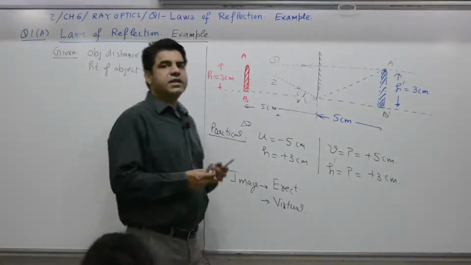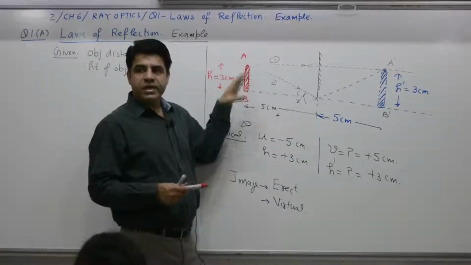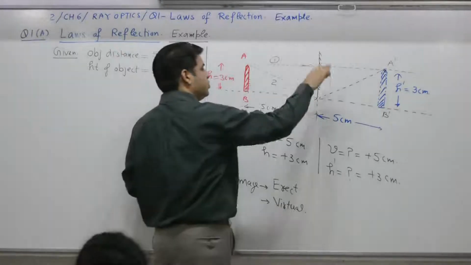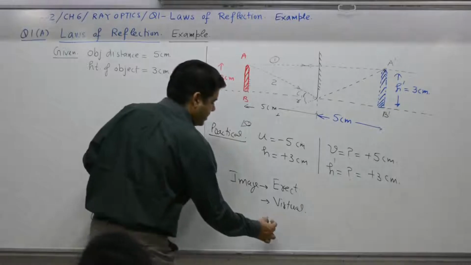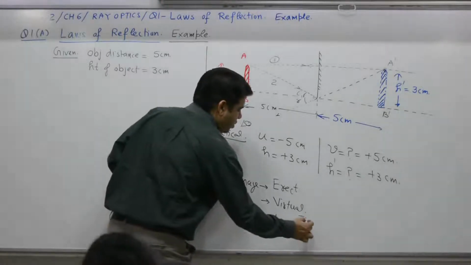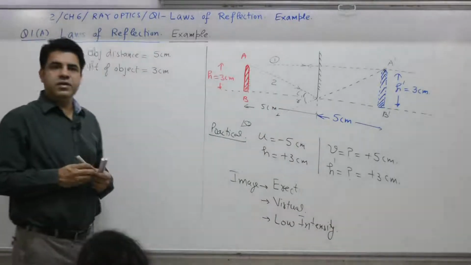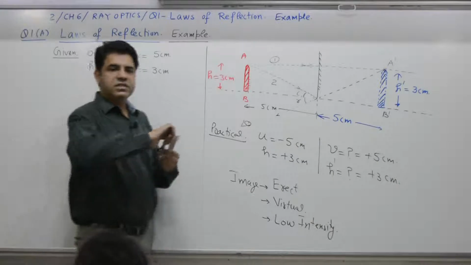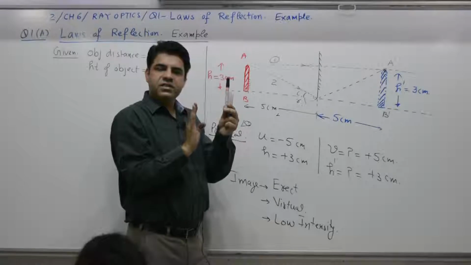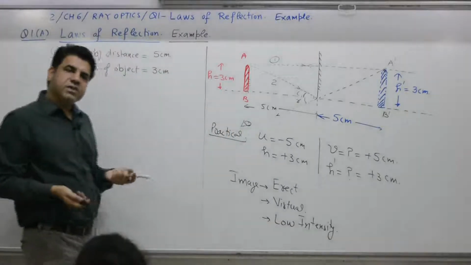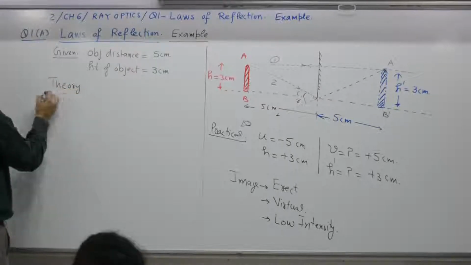And what about the quality? All the light coming from object AB is not coming onto the mirror. It is moving in a different direction. That is why intensity will be low. It is low intensity. Correct? Because all the rays, see, 100 rays are moving in different directions. You are collecting only 10% of the rays. So the image will be corresponding to 10% of the light only.